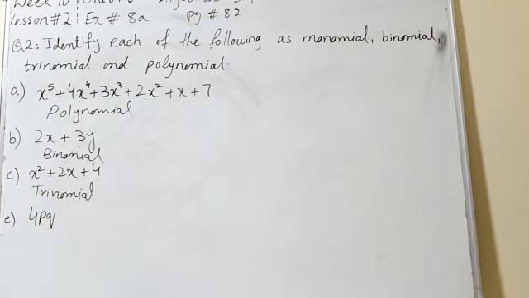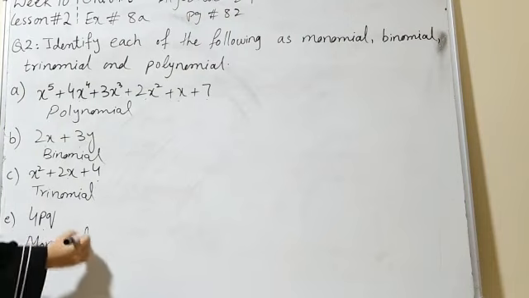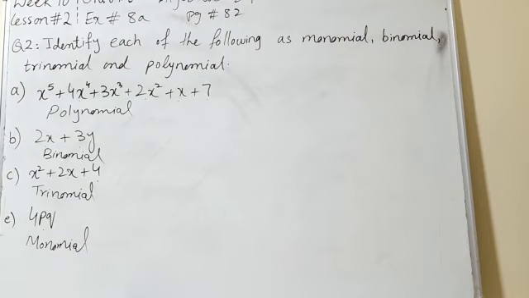I'm skipping D part, which will be in your worksheet. Let's see the E part, 4pq. How many terms are here? There is no plus minus sign, there is only one term, so it will be monomial. I hope it is clear to you and you can complete the remaining parts on your worksheet. There will be some MCQs which you have to solve related to these questions, question number 1 and 2.